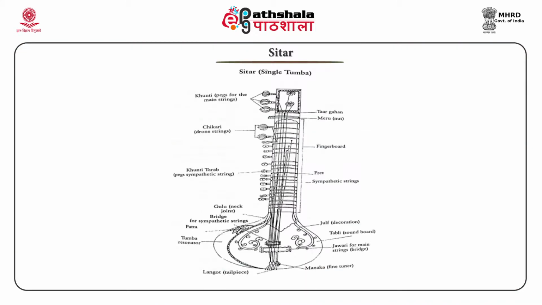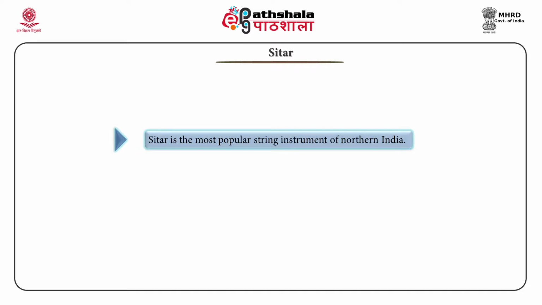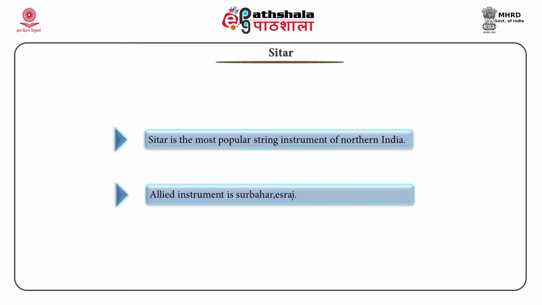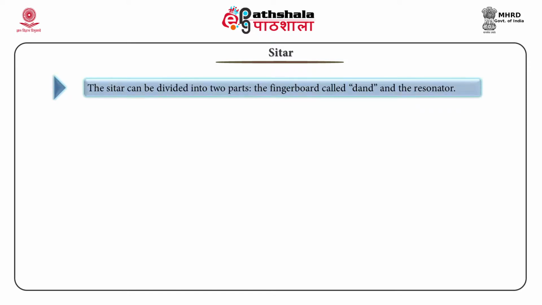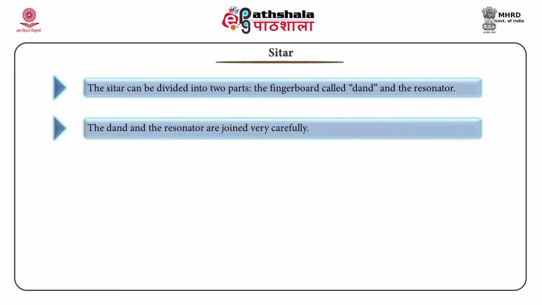Sitar. Sitar is the most popular string instrument of northern India. Allied instruments are surbahar and sraj. The sitar can be divided into two parts, the fingerboard called dand and the resonator. The dand and the resonator are joined very carefully.